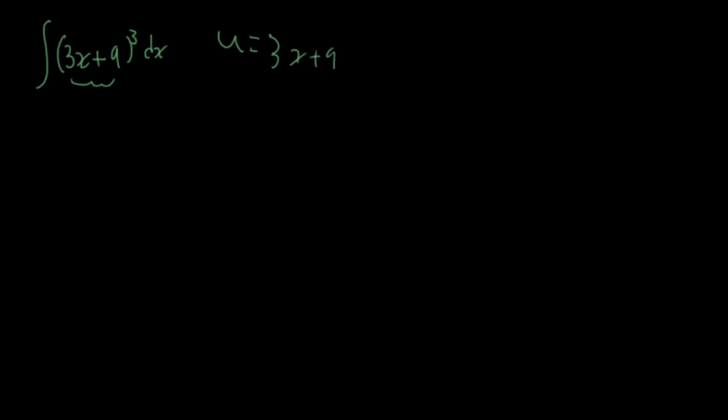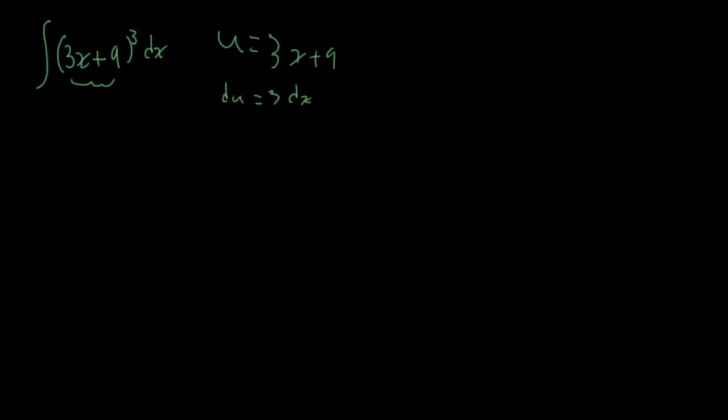Now we're going to take the derivative of u, in other words, du. We have to take the derivative of this as well. The derivative of 3x is just 3. The derivative of 9 is 0 since it's a constant. And it's not just 3. Be careful, it's 3 dx. This will become important later.